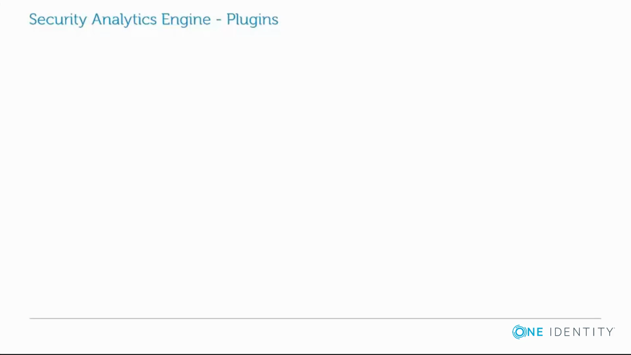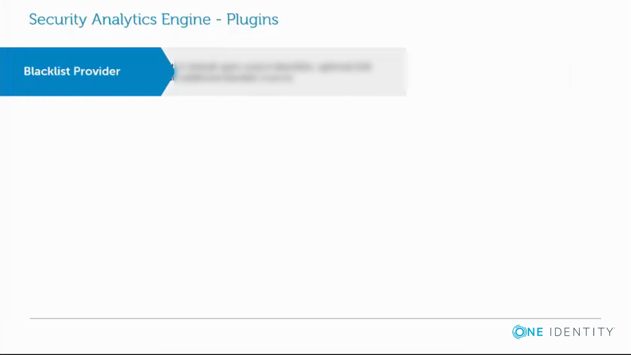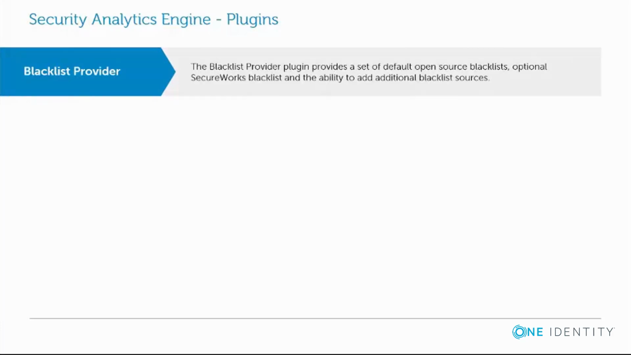So the Security Analytics Engine is based on a number of plugins. And first and foremost is the Blacklist Provider. This is the one we should all be doing, but we don't know how to do it. Essentially, there are lists all over the internet that you can download, lists of known threats on the internet. And our Blacklist Provider is going to say, if you're trying to connect to me through one of these threats, I'm either going to step you up and challenge you or simply block the connection altogether.